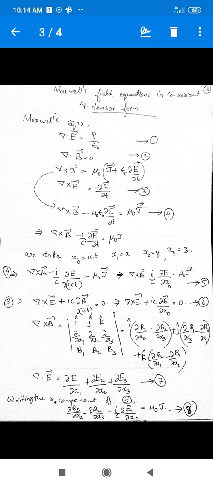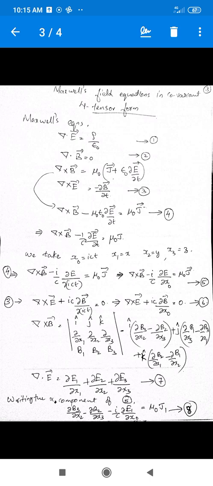So first write Maxwell's equations. Del dot E is equal to rho by epsilon 0. Del dot B is equal to 0. Del cross B is equal to mu 0 into J plus epsilon 0 dou E by dou t. And del cross E is minus dou B by dou t. As equation numbers 1, 2 and 3. The fourth equation I write like this: del cross B minus mu 0 epsilon 0 dou E by dou t is equal to mu 0 J. In that form I write.